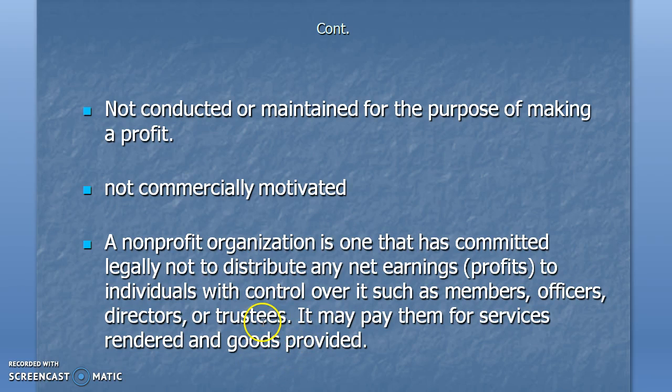So they're not conducted or maintained for the purposes of making a profit. They are not commercially motivated, although money is always important. And it's one that's committed legally not to distribute any net earnings or profits to any member. They can pay for services rendered, they can pay for goods, they can sell goods, but that profit cannot be distributed over and above that payment for services.